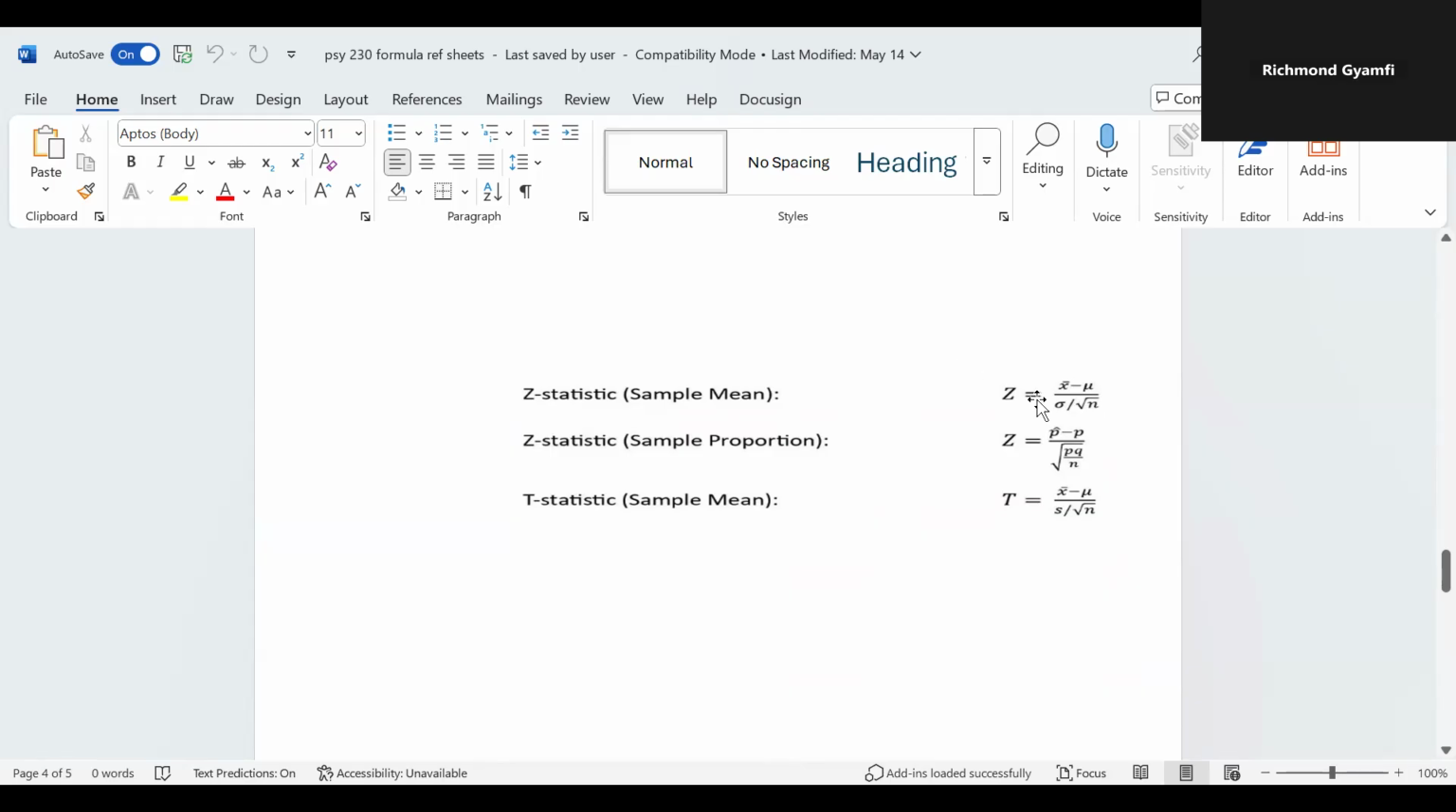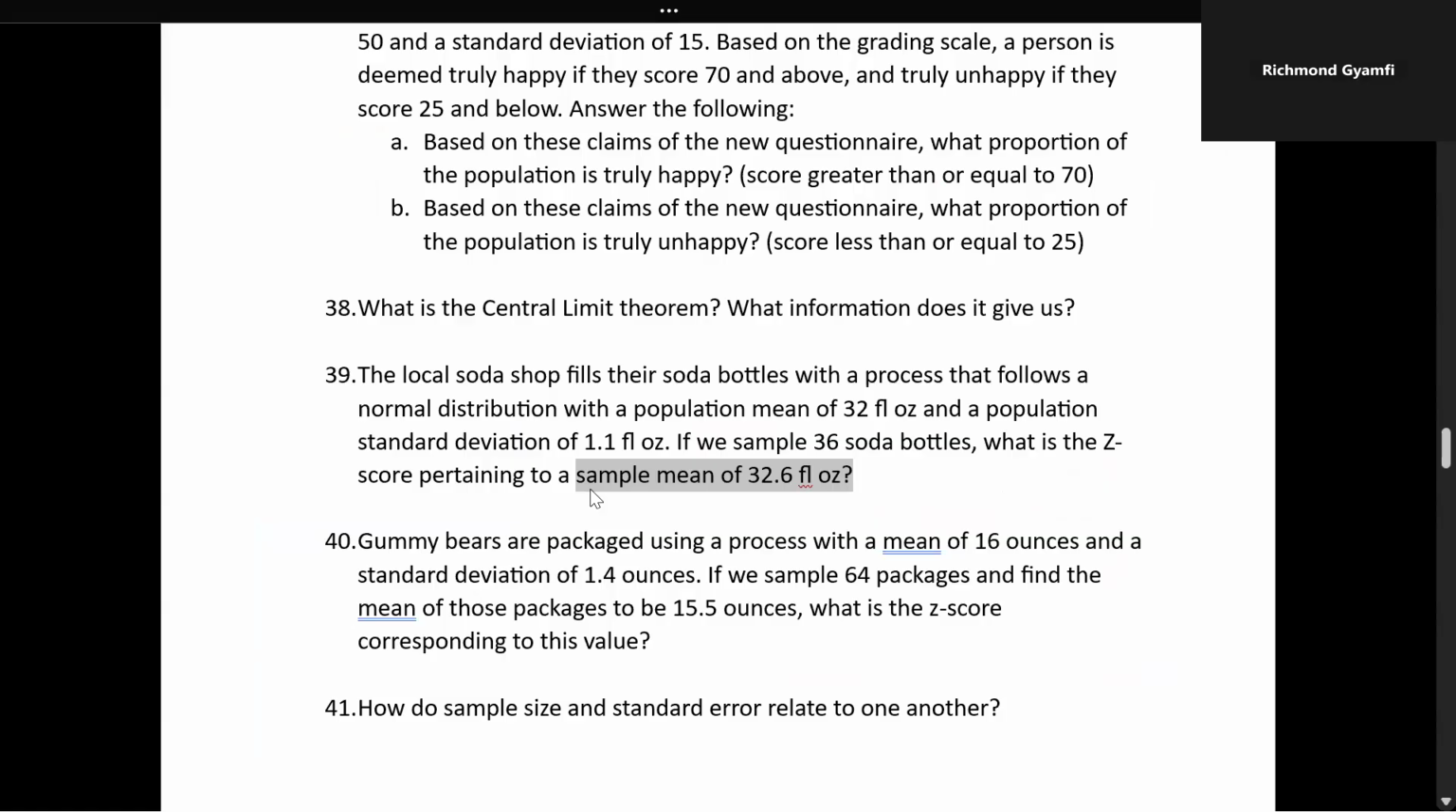Remember, the question says find the z-score. So here you are finding only the z-score. You don't find probability, right? If you are supposed to find probability, it's going to tell you, and then since you have the z-score, you use the z to find your area or the probability. Here you only find the z-score. So we are going to use the same formula that I just showed you.